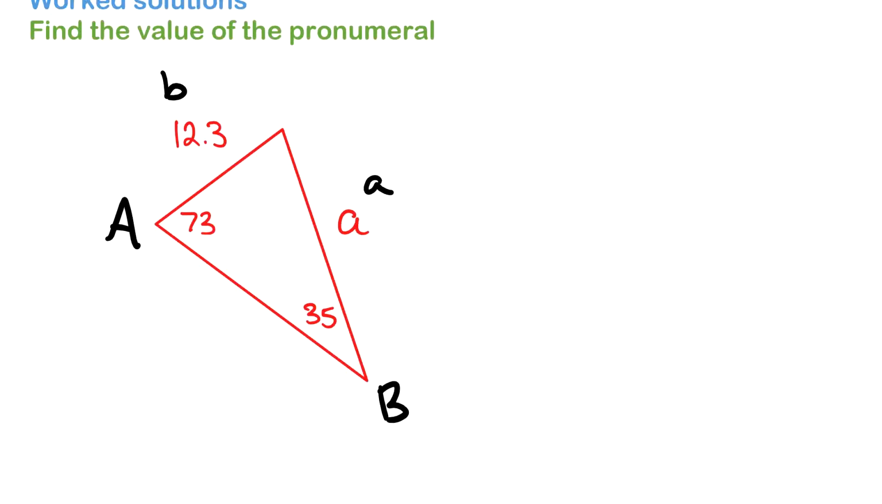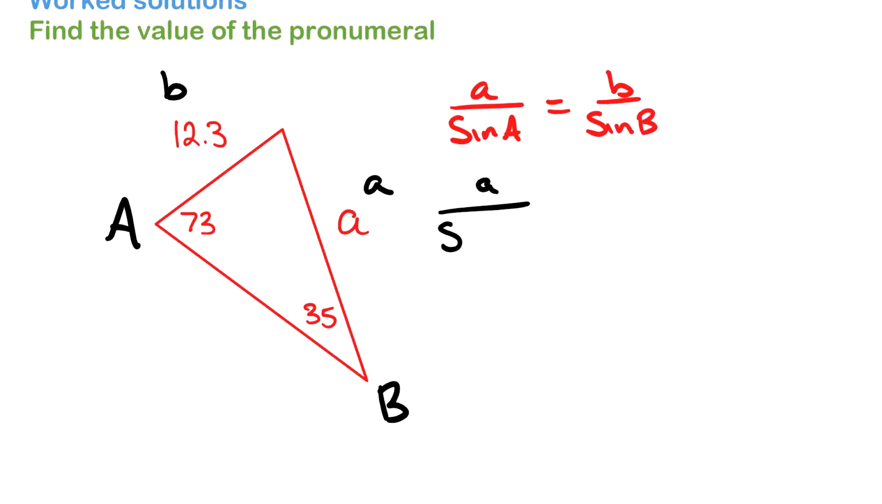Now all I need to do is substitute these into the formula. If I have a over sine A equals b over sine B, I can substitute in our values. a stays as a over sine 73 equals 12.3 over sine 35. So all I've done is replace the letters in the formula with their values from the triangle that we labelled.